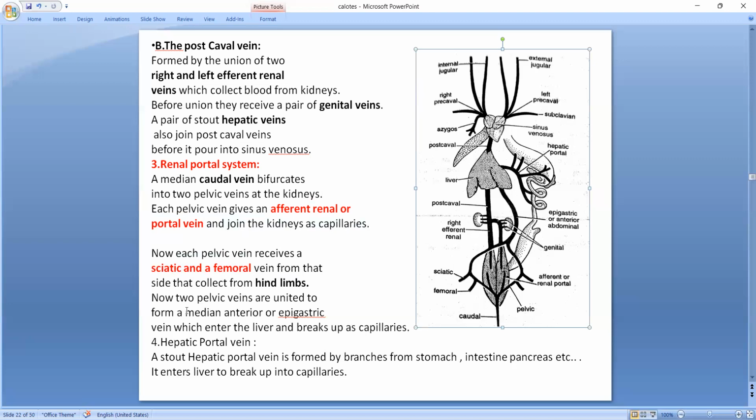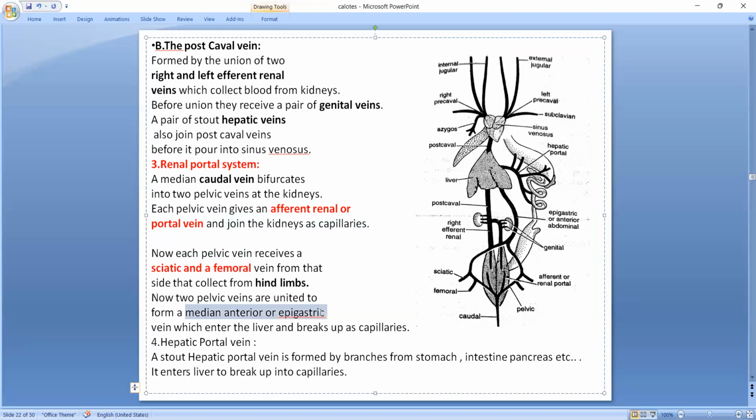Okay, so now the two pelvic veins are united to form a median anterior abdominal vein, the anterior abdominal or epigastric vein, which enters the liver and breaks up as capillaries. Okay, so that is about the renal portal system and the hepatic portal system.